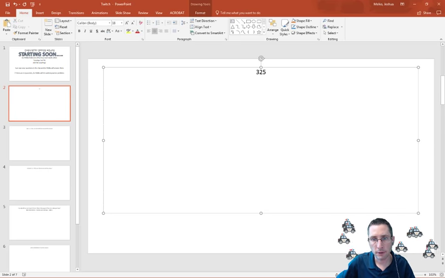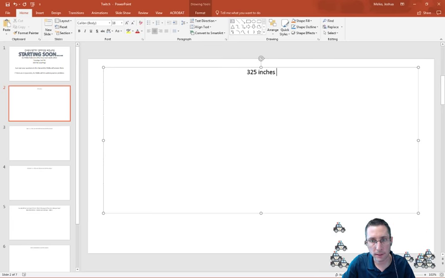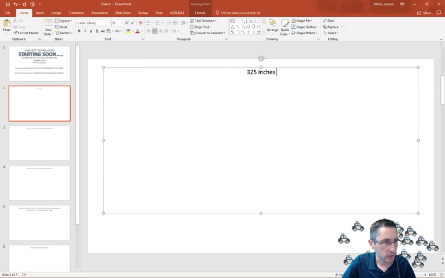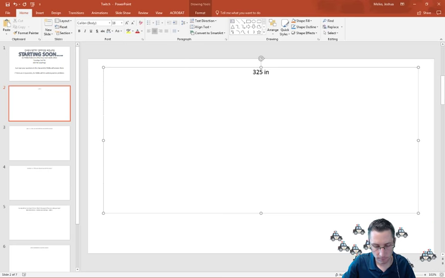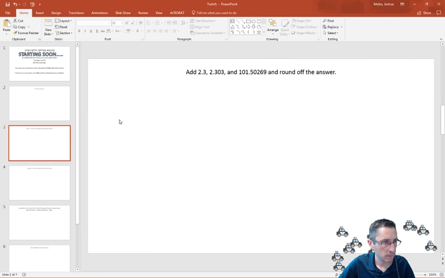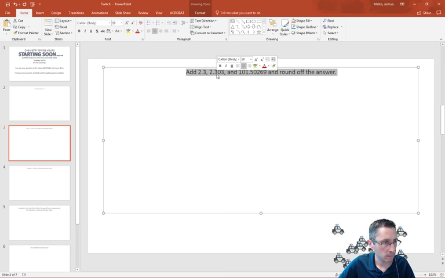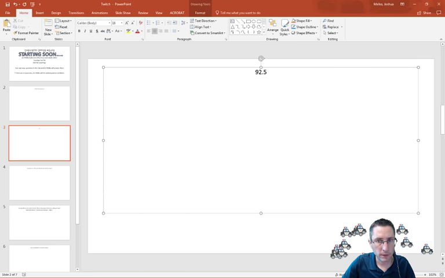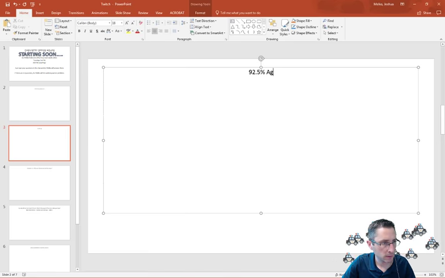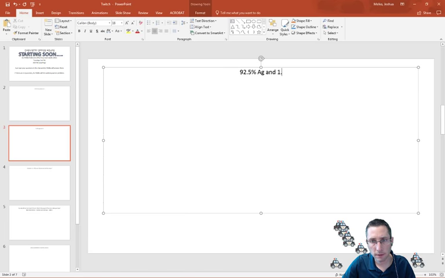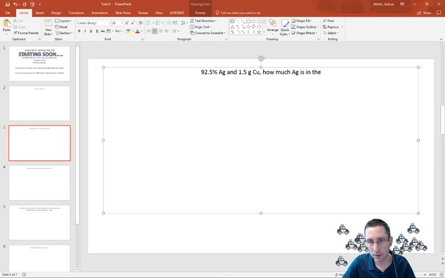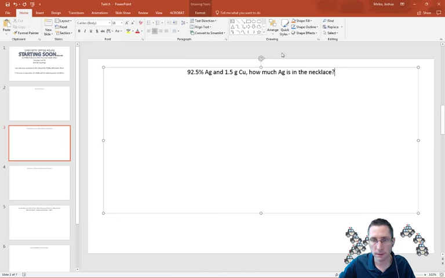If you've since got your question answered or figured it out, tell me to ignore it. Ashley has 325 cubic inches, convert to volume in liters. (92.5% silver and 1.5 grams copper). How much silver is in the whatever you want, whatever it is, necklace?